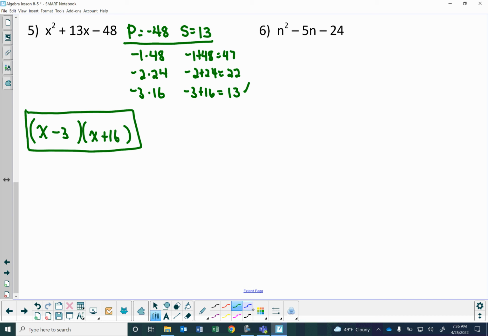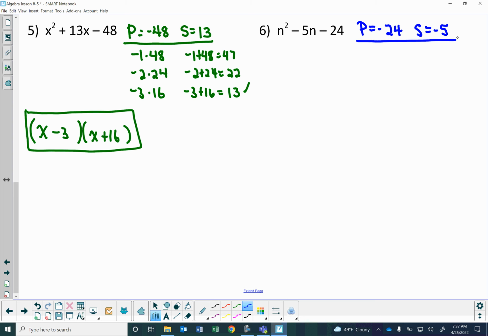Let's look at number 6 here. Number 6, we have a negative product, negative 24, and our sum is also negative, negative 5, which means of the two factors, one has to be negative and one has to be positive. And since my sum is negative, the larger of the two factors has to be the negative factor. Right? If you think about it logically, you can eliminate half the number of factors you're going to choose because you can think about what your sum should be.